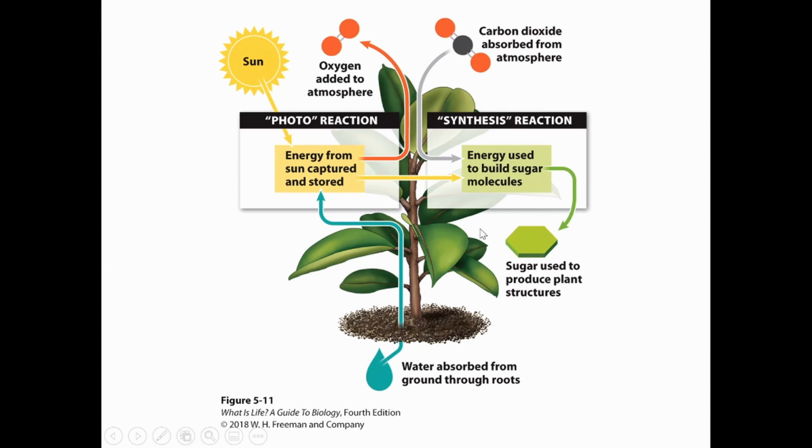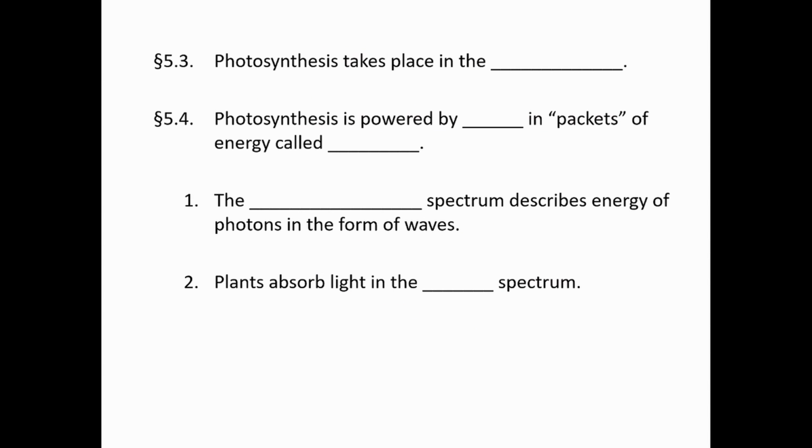And then these sugars can be used for lots of things, to produce different structures within the plants, to use as a fuel source for other reactions. The laundry list goes on. Photosynthesis doesn't just happen any old place. It actually happens in a very special organelle called the chloroplast. The chloroplast is this organelle that has special pigments that are going to help with the photosynthetic process.